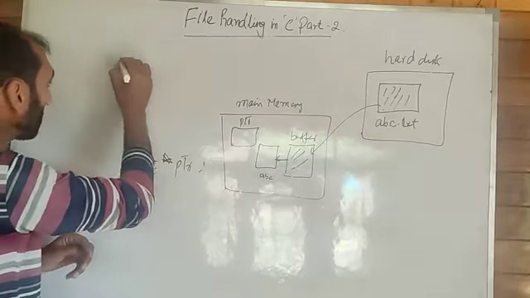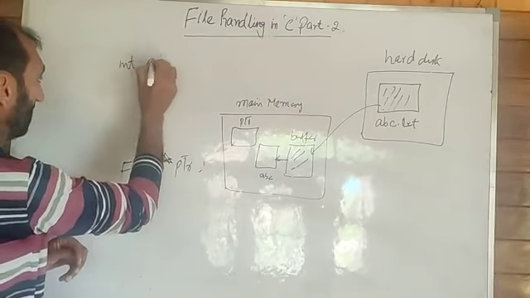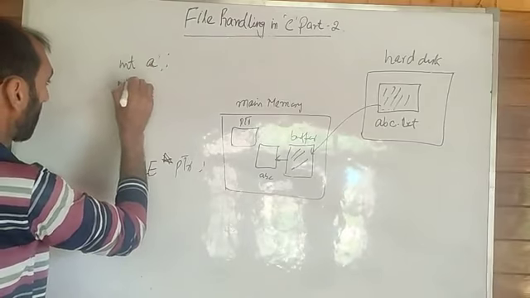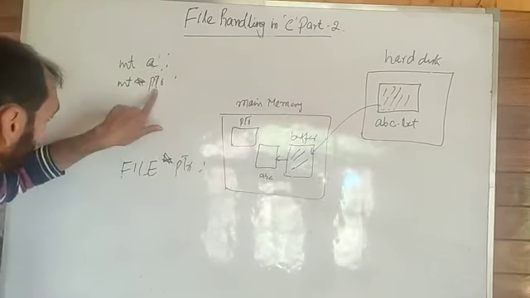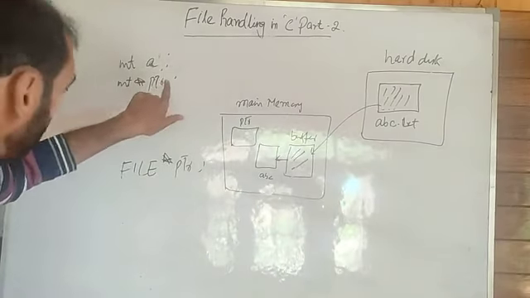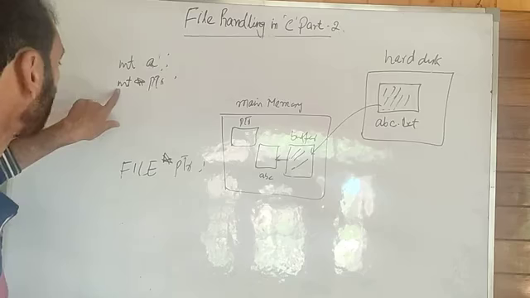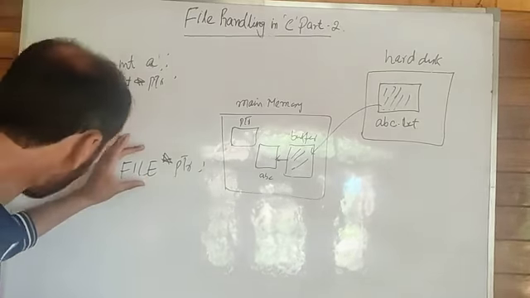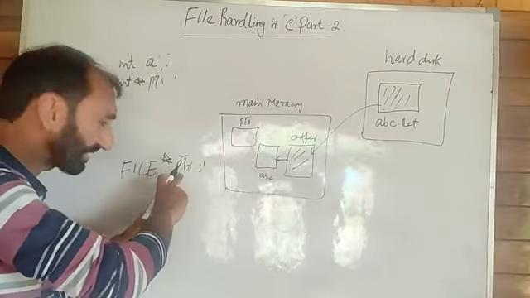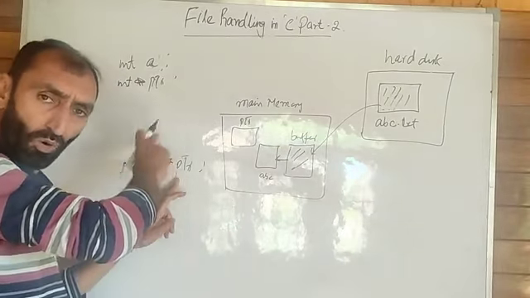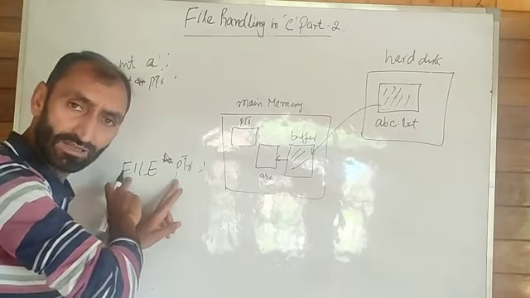Similarly, as we have already discussed, int a, and for example, I declare a pointer ptr. This declaration tells the compiler that ptr is a pointer that can hold the address of a variable whose data type is int. In the same way, this ptr tells the compiler that ptr is a pointer that can hold the address of a variable whose data type is FILE.